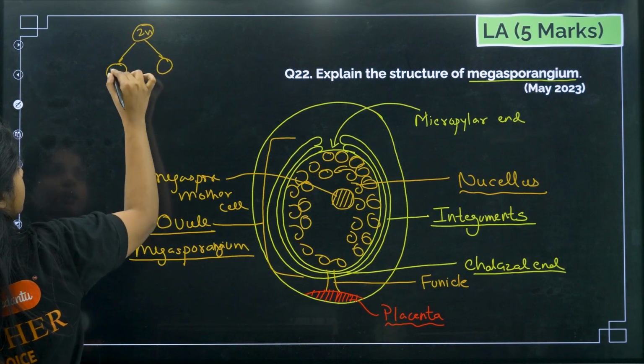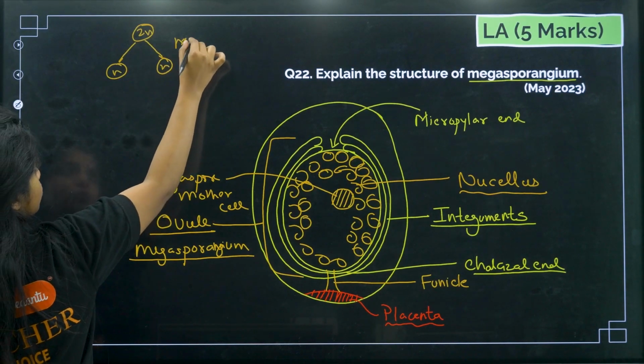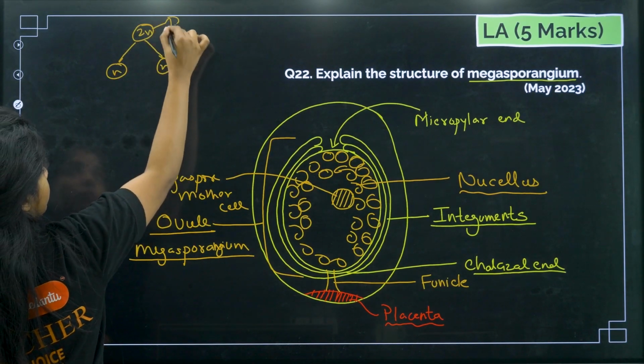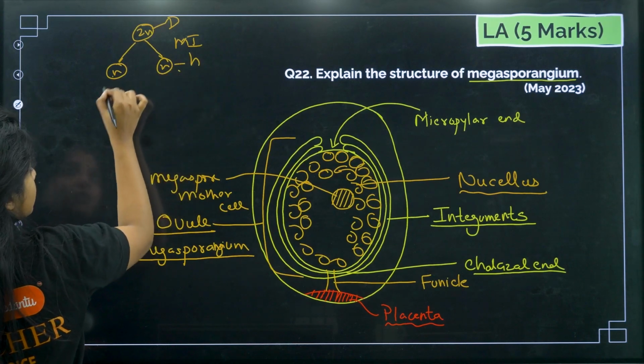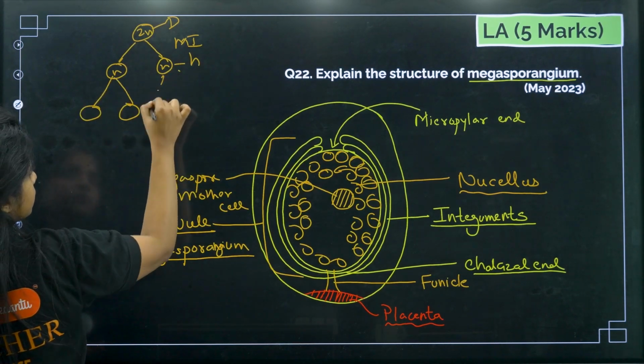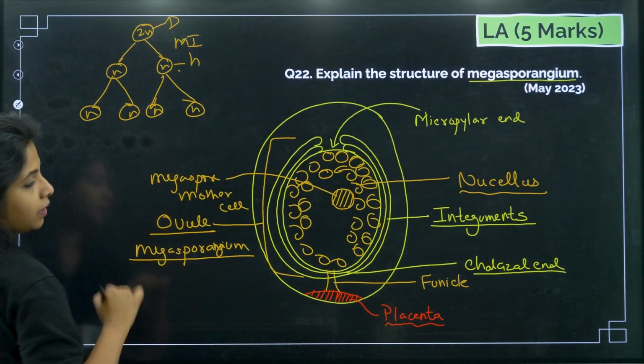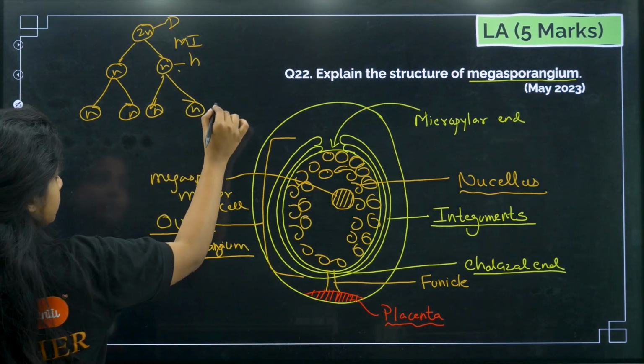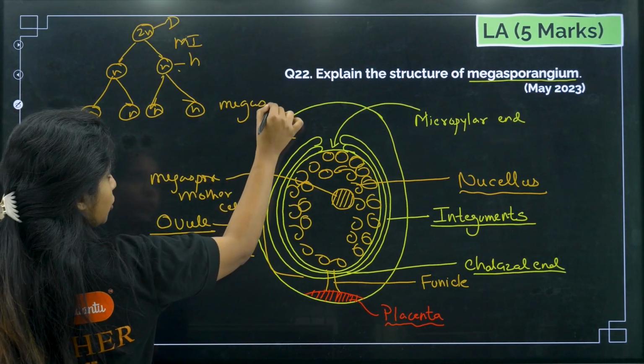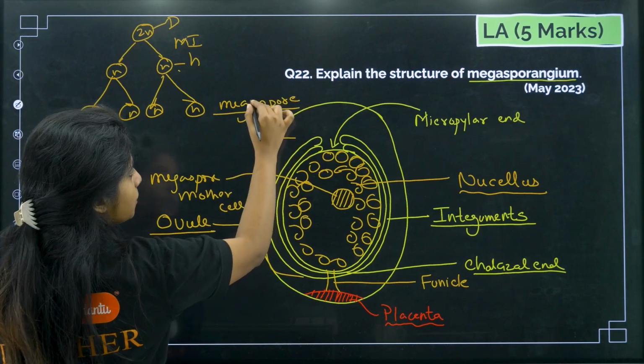It was 2n, it became n and n. This is meiosis 1. In meiosis 1, the diploid one becomes what? Haploid. After this, again it divides, n, n, n, n. Right, you get 4 of them. So what do you call it? You call it megaspore tetrad or what? Will you call it megaspore tetrad?